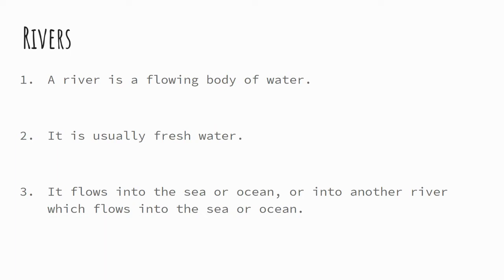A river is also usually fresh water. By that, I mean it's not salt water like the water you would find in the sea or in an ocean. And most importantly, a river flows into a sea or an ocean, or it flows into another river, which then in turn flows into a sea or an ocean. So the important thing we need to know about the water in rivers is that when we see them moving, they are moving on a journey, and this journey could be many hundreds of kilometers, a journey towards a sea or an ocean.